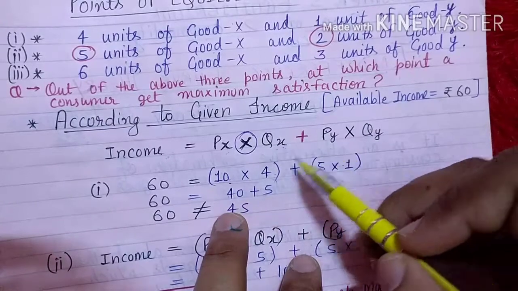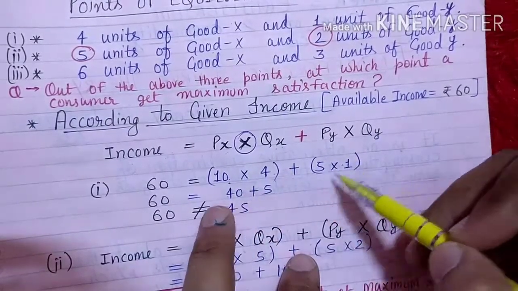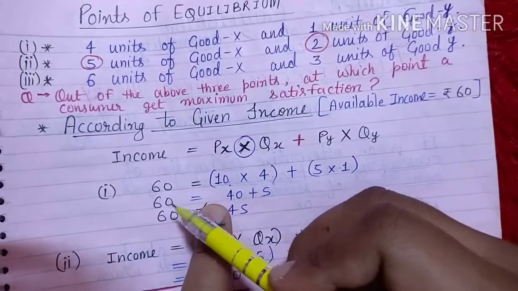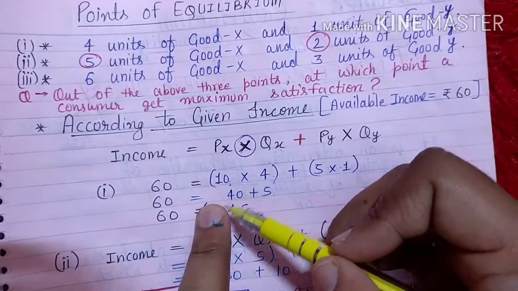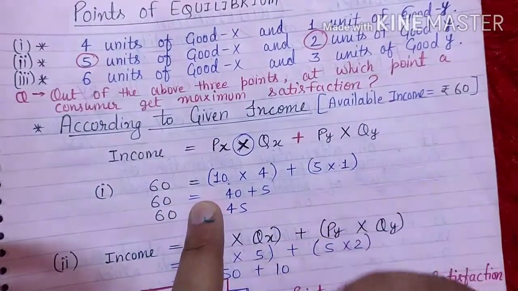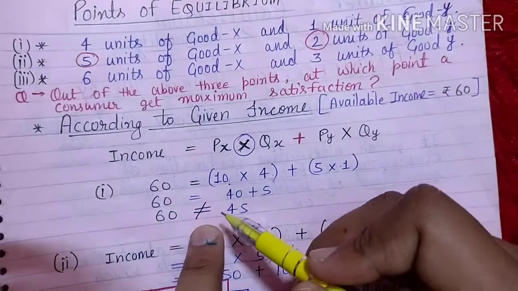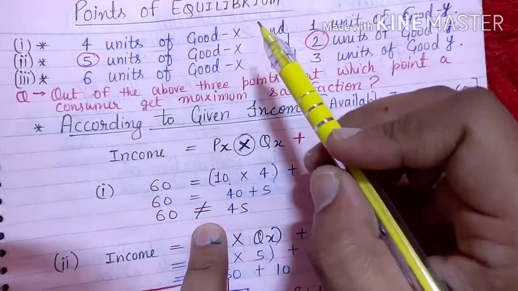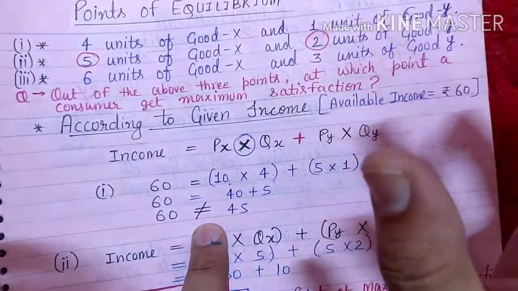Okay, multiply by the prices. 10 into 4 is 40, 5 into 1 is 5. So 40 plus 5 equal to 60? No, it can't be. It is 45. So how can 45 come equal to 60? So here we can say 60 is not equal to 45. Therefore, the first point is not the point of maximum satisfaction.